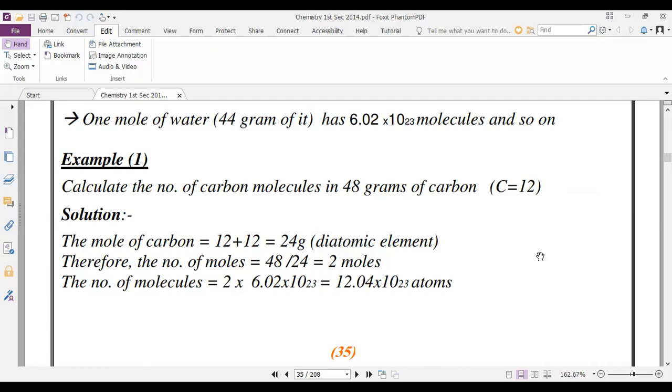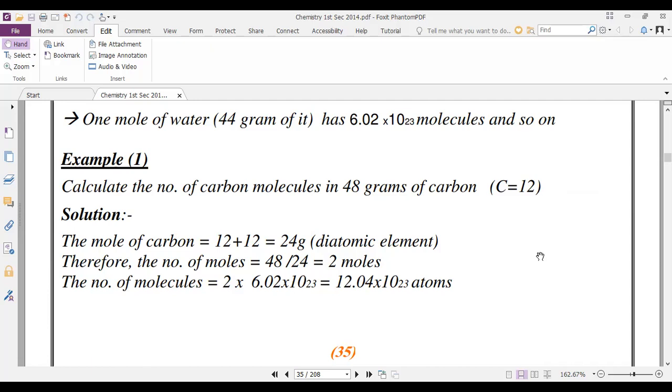And we said before, what's the rule of number of moles, Mariam? Have you reviewed? Mass of matter over mass of one mole. Mass of substance divided by molar mass. So it equals 48 grams as mass of substance divided by molar mass, 24. So equal 2 moles. And we said, what is the rule of Avogadro's number?